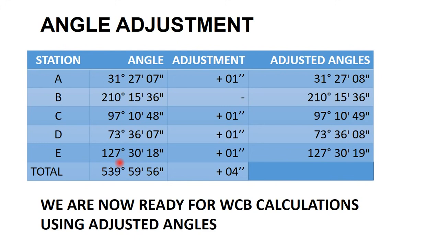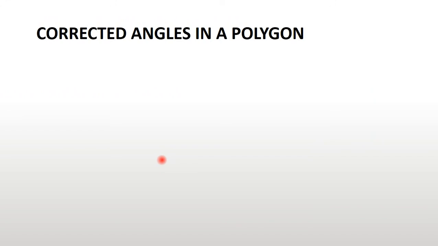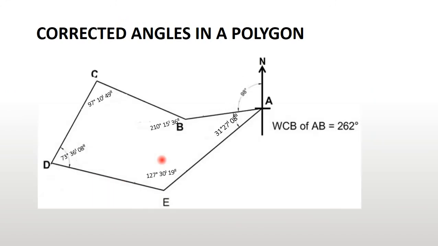So if we add all these adjusted angles, the answer is exactly 540 degrees. So in this case, we have adjusted the internal angles. Now we are ready for the next stage. The next stage, we are going to use the corrected angles. We are not going to use those erroneous angles, but we are going to use the calculated corrected angles. So the corrected angles will appear as they are in this diagram. So now we are ready to calculate the whole circle bearings over the figure.